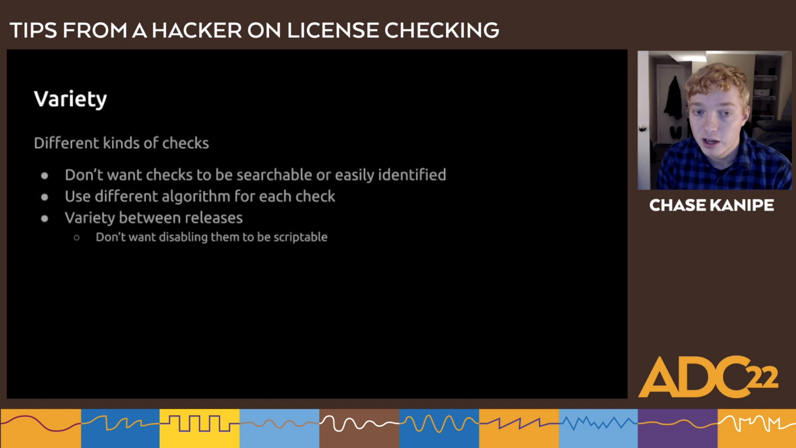Next, we have variety. You want to make sure that there's a variety of different checks. Often, even when checks are diffuse, a hacker can find all of these by searching for common bytes between them. And you may want to use different algorithms for each of these checks. And you also may want to, if possible, vary between releases how this is implemented. This might be a pain to change copy protection by hand.